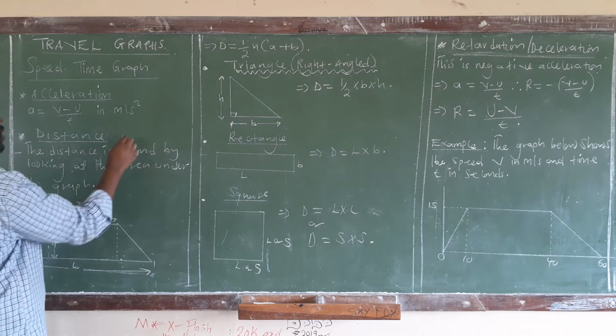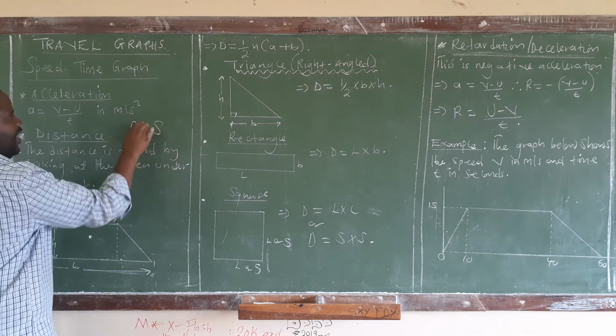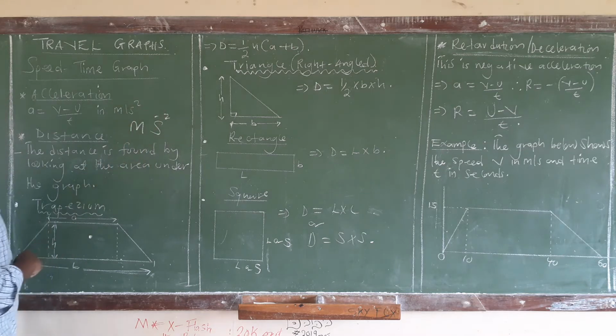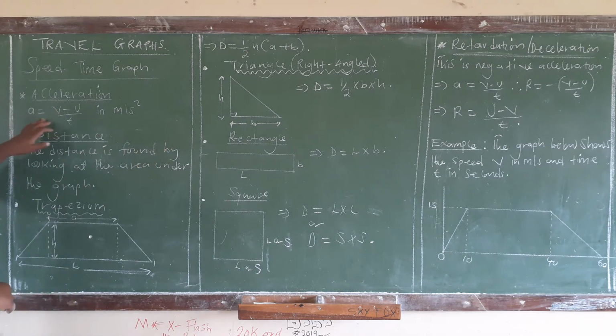Alright, alternatively others would write this as m s to the power negative 2. It's one and the same. That's another way of representing this. Okay? So I say A is equal to V minus U over T. I will be able to show that clearly with an example.